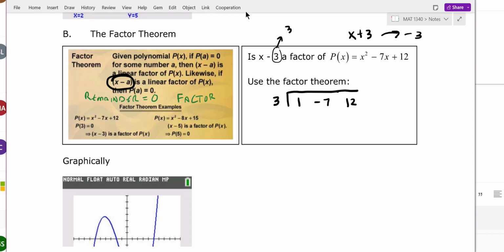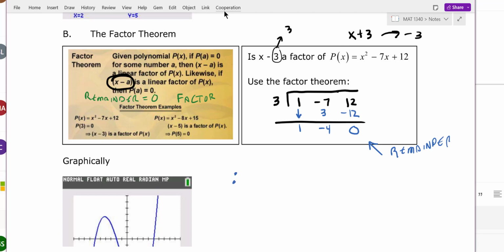So we're going to put the 3 there, then we'll do our synthetic division. So bring down the 1, 3 times 1 is 3, add the column to get -4, multiply to get -12. So what we have is we have a remainder of 0.